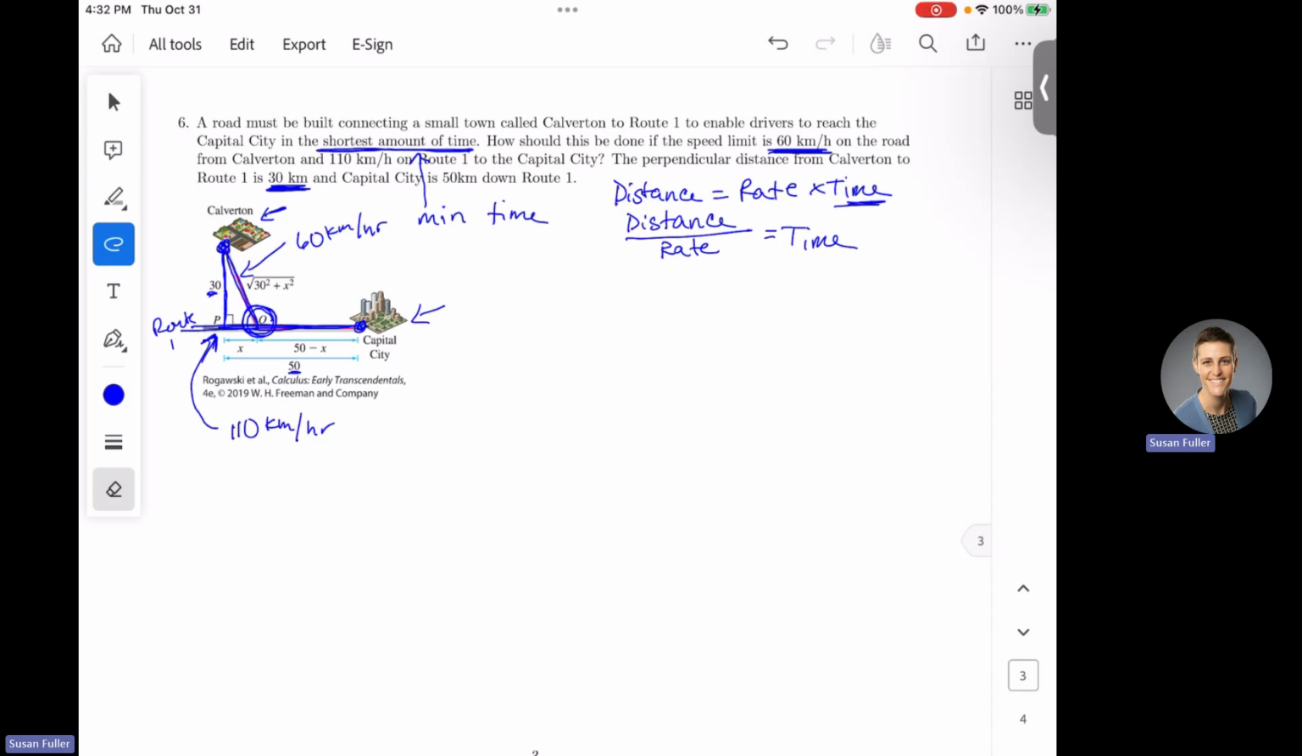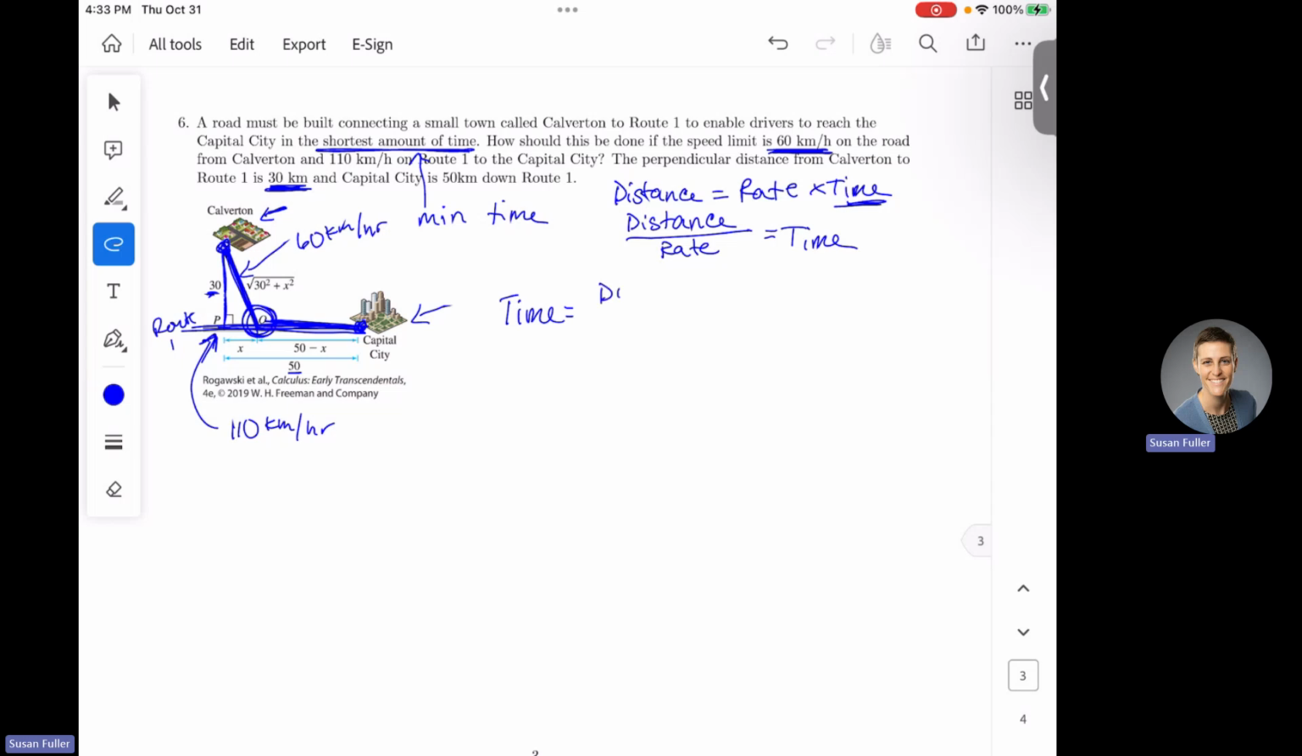I'm going to move this down a little bit so that I have a little bit more space. Okay, so to get time, I'm going to have to take the distance that we drive divided by the rate or the speed at which we can drive. But that's going to differ, right? I've got two pieces because the speed and the distance are going to be different from this road from Calverton to Route 1 and this distance along Route 1 from wherever that corner is to the capital city. So I'm going to have to do this twice, right?